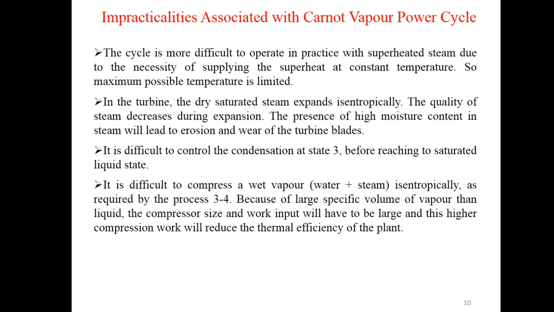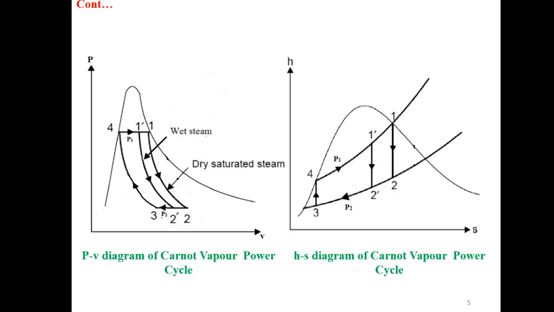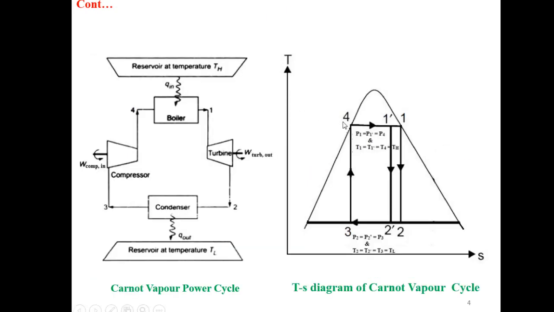The third point is, it is difficult to control the condensation at stage 3 before reaching the saturated liquid state. So to obtain point 4 here, we need to have point 3 here. So what is point 3? If we are going from point 2 to 3, there is condensation. So in the process of condensation, you have to do this process in such a way that you get point 3 exactly here. Otherwise, you will not get point 4 here.